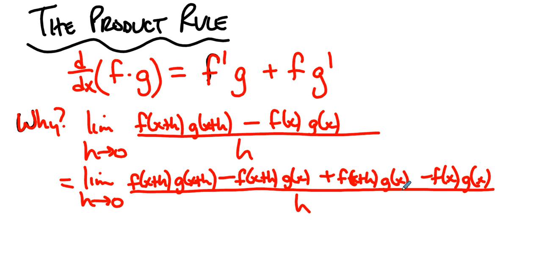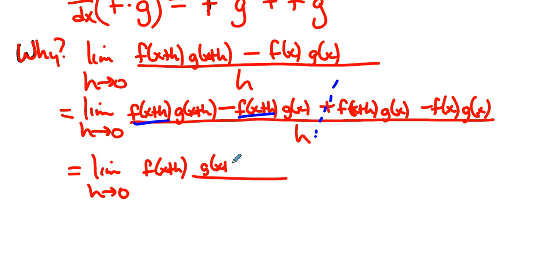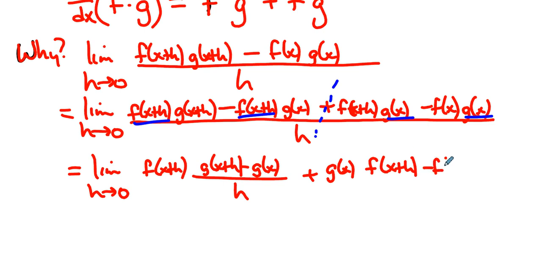And you're going to wonder, why would I do that? Well, because I know what's coming. I know that if we break that up down the middle, the two terms on the left have an f of x plus h, and that can be factored out. And the two terms on the right have a g of x, and that can be factored out. Right?